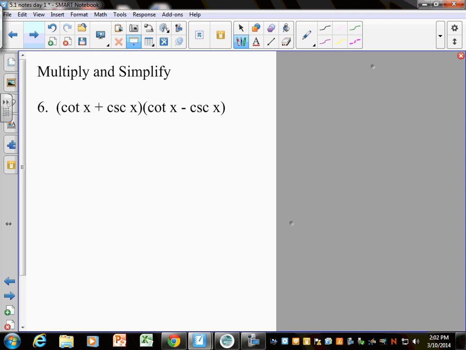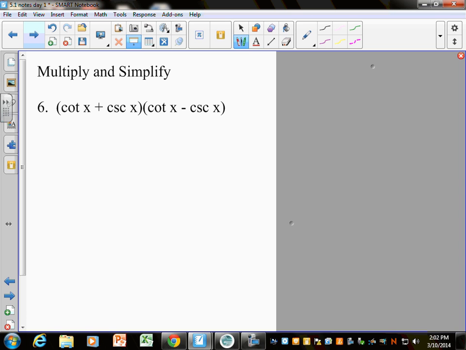I know there's a lot of notes today, so bear with me. We're getting close. I think these might be the last two. I think it was the last one, if I remember correctly.